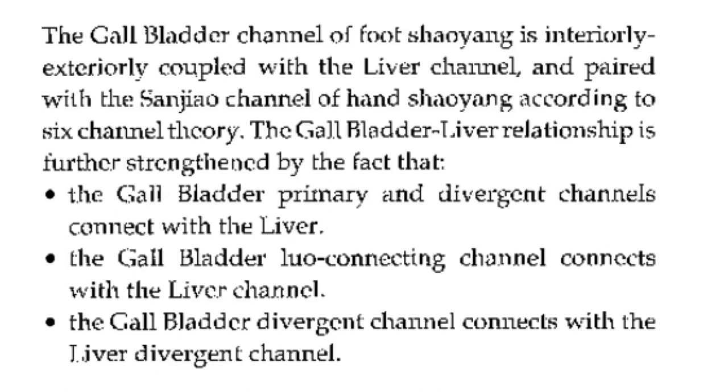The gallbladder-liver relationship is further strengthened by the fact that, first, the gallbladder primary and divergent channels connect with the liver. Second, the gallbladder Luo-connecting channel connects with the liver channel. And third, the gallbladder divergent channel connects with the liver divergent channel.